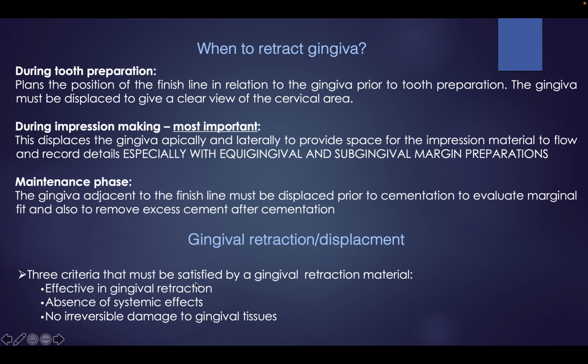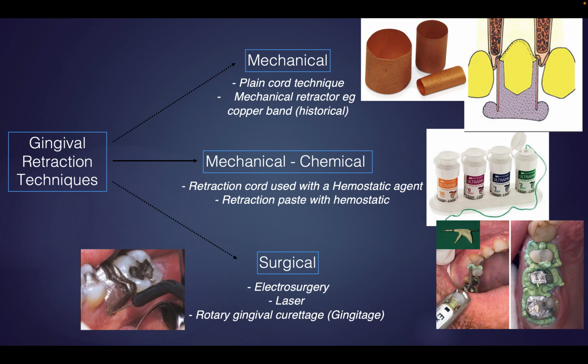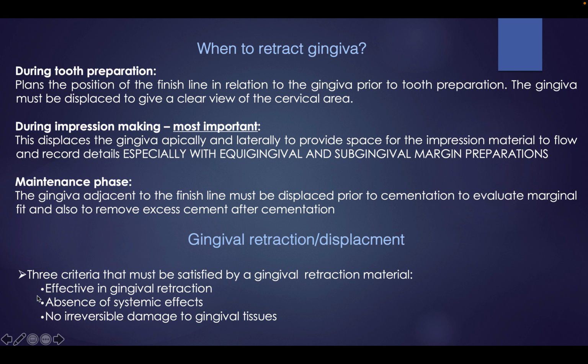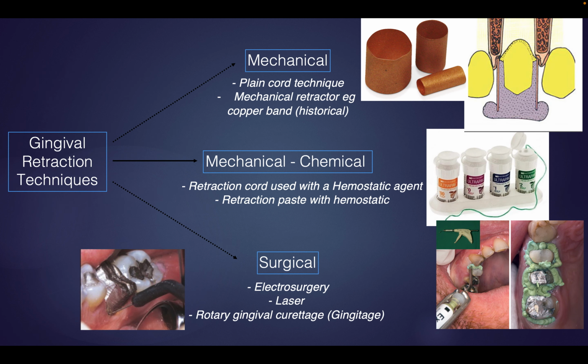There are 3 criteria you have to satisfy when you're using a gingival retraction material. There are a couple of techniques of gingival retraction: mechanical retraction, mechanical chemical retraction, or surgical retraction. Any of them has to be effective. You should not have systemic effects, and they should let the gingiva heal with no irreversible damage to the gingiva. So after impression, even if it takes a day or two, the gingiva goes back to its position.